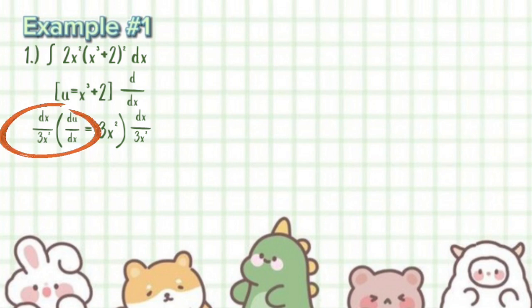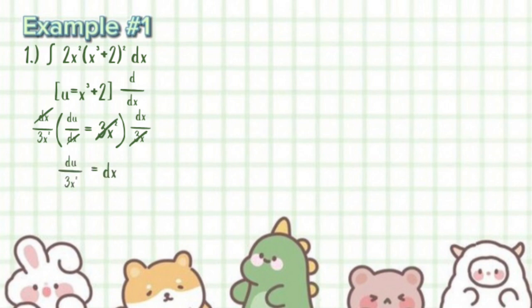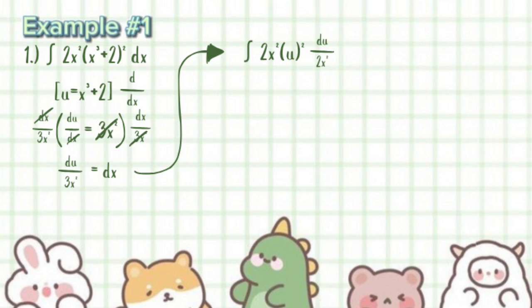On the left side, we have a common factor which is dx. On the right side, we also have a common factor which is 3x squared, so we are going to cancel that. du over 3x squared is equal to dx. Now that we have the value of dx, we can now proceed with the substitution: integral of 2x squared times u raised to 2 du over 2x squared.